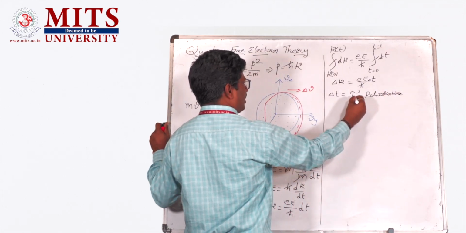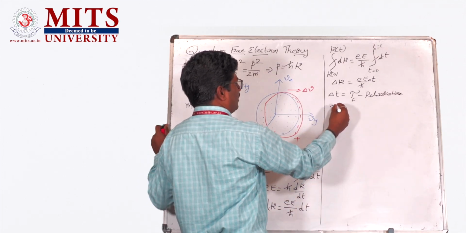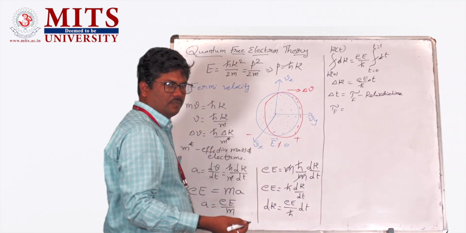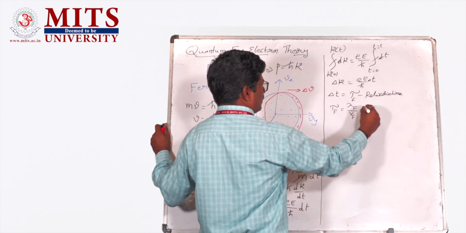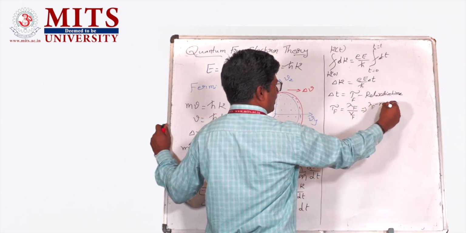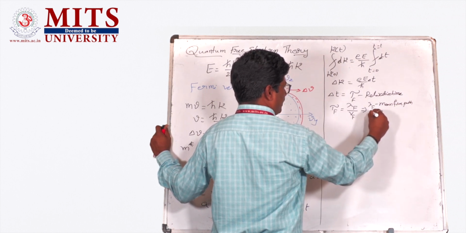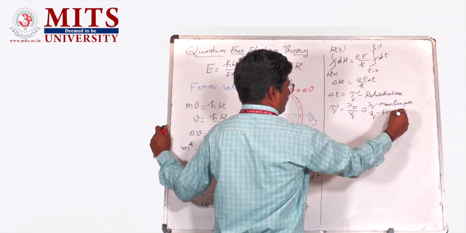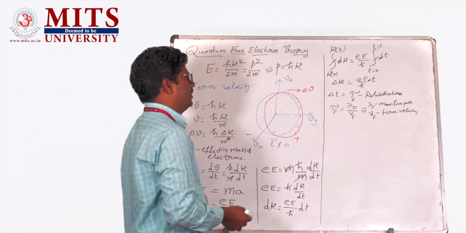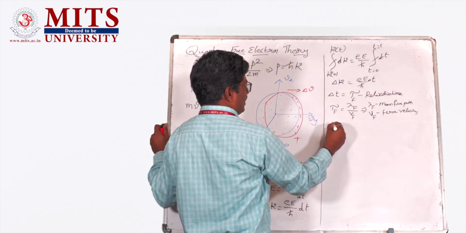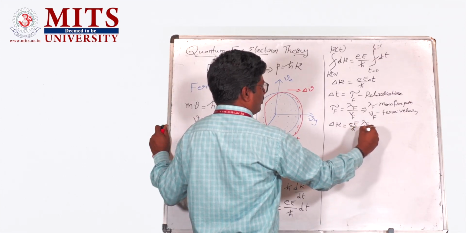So relaxation time tau or tau f. What is tau f? We know distance divided by velocity. Here lambda f is the mean free path and vf is the Fermi velocity. That's what we took initially, the Fermi velocity sphere. So vf. Now you can substitute there. So delta kappa is equal to E by h cut into lambda f by vf.